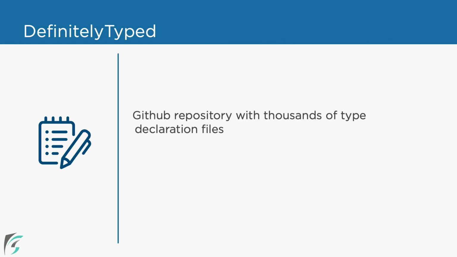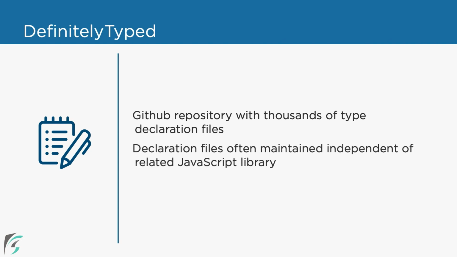Type declaration files are mostly included in the JavaScript libraries that we use. But there are a very few libraries that might not have the declaration file. However, there is a huge Git repository of type declaration files created by the JavaScript and the TypeScript communities. And this GitHub repository is called DefinitelyTyped. They also provide updates for the files from time to time. But since these are maintained independent of the JavaScript libraries, this might sometimes be slightly out of sync.